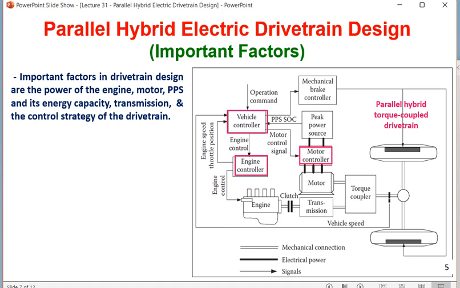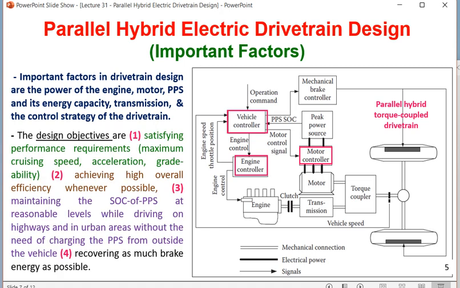So what are those things? Engine, motor, PPS. So their capacity and design size, their energy capacity, transmission and the control strategy of the drivetrain. So control strategy of the drivetrain mainly depends on the performance of engine, motor and PPS. So there are mainly 4 design objectives in case of parallel hybrid electric drivetrain.